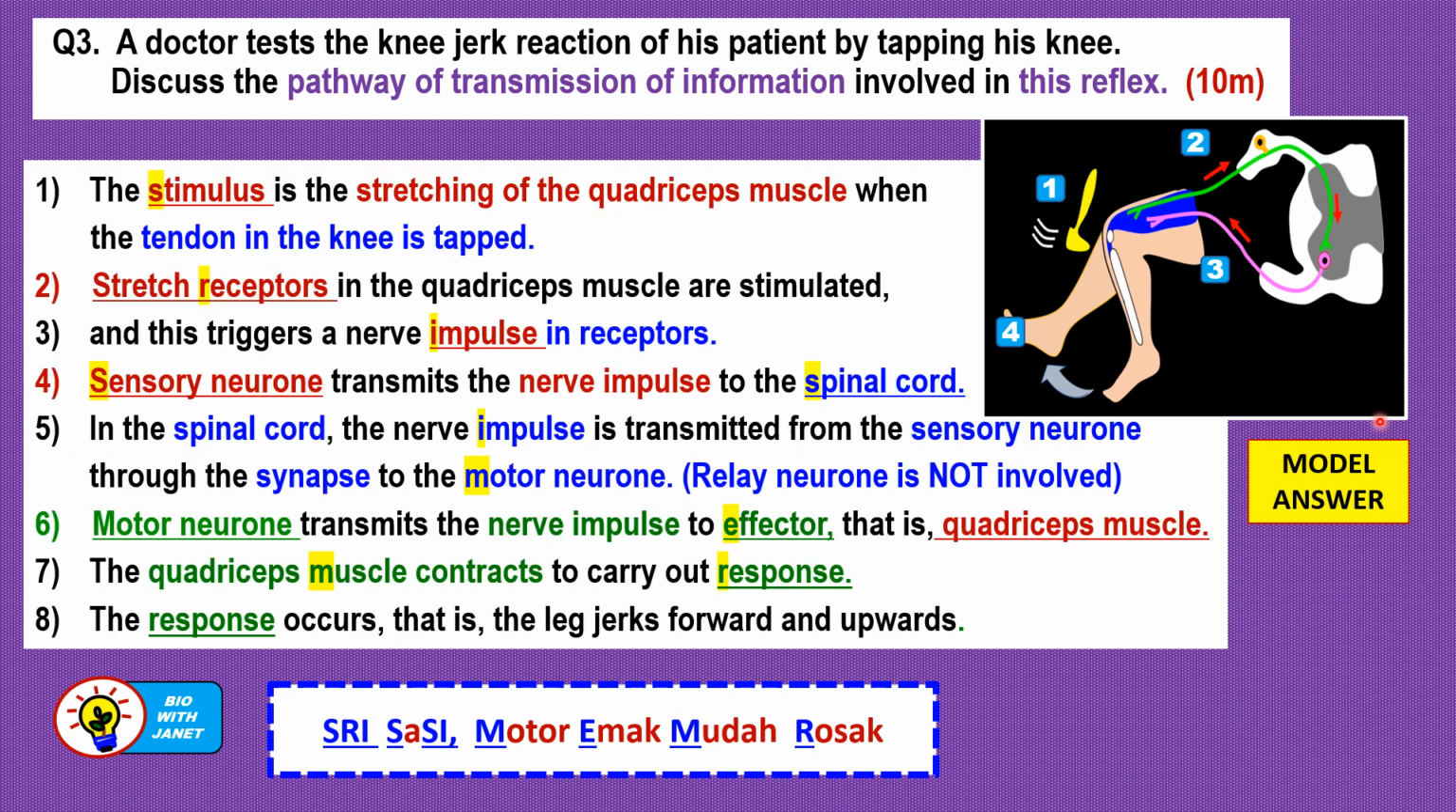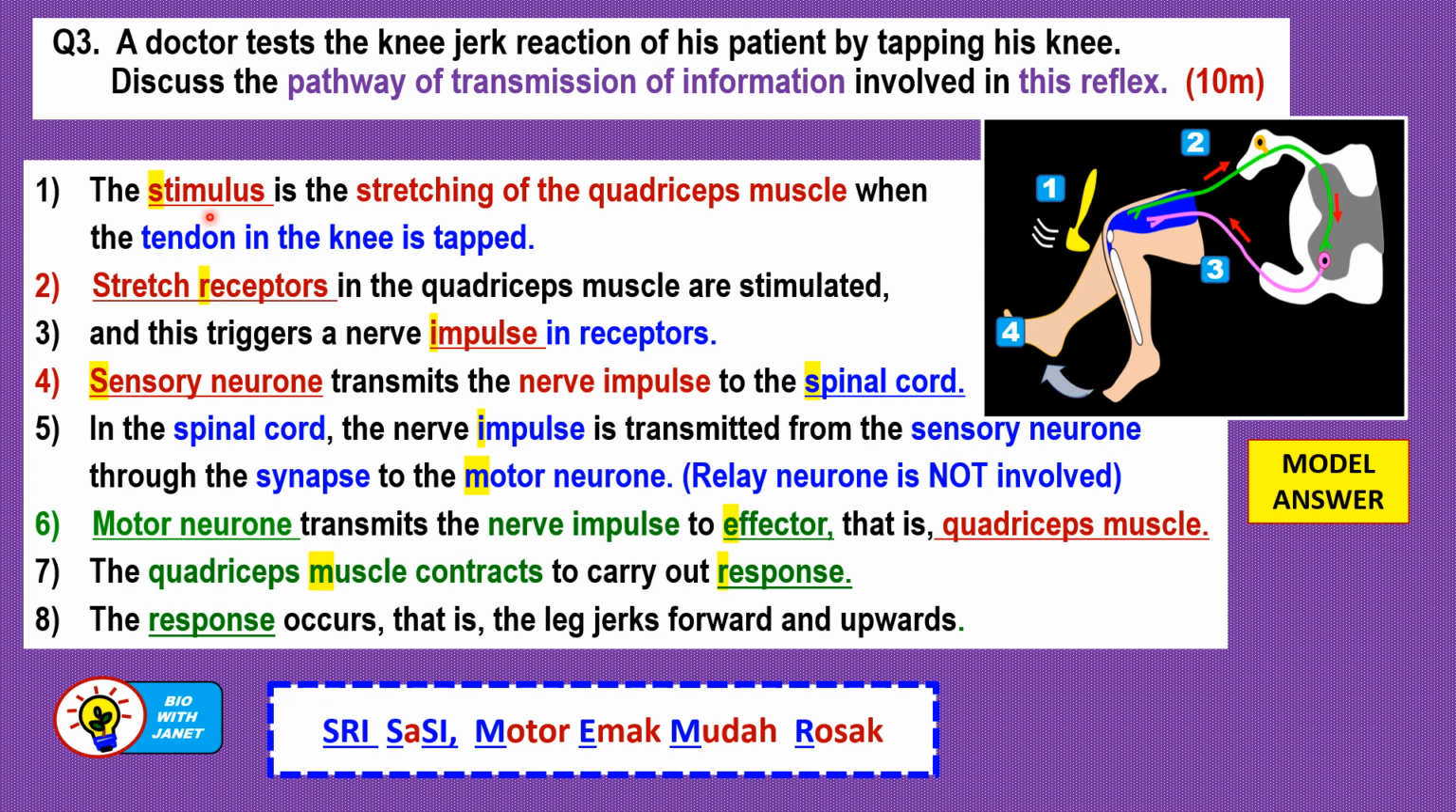All right, let's look at the answer. Now, first, S stands for stimulus, right? So the stimulus is the stretching of the quadriceps muscle, the blue one here, when the tendon in the knee is tapped. So when we tap the tendon, then it stretches the muscle, right? And the stretching of the muscle is the stimulus because the receptors involved are the stretch receptors, right? So stretch receptors detect any stretching of the quadriceps muscle. Thus, stretch receptors are stimulated, and number 3, it triggers a nerve impulse in the receptors here, the green ones.